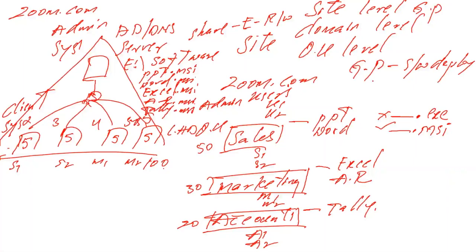Now take the help of group policy, and we can apply group policy at OU level, domain level and site level. If you want to give the application to all domain users, apply the policy at domain level. But this time I don't want to give it to all domain users. I want to give particular applications to particular OU users. So now go to group policy, take the help of software deployment, and on the sales OU, deploy the PowerPoint and Word applications. And for marketing users, deploy Excel and Adobe Reader.